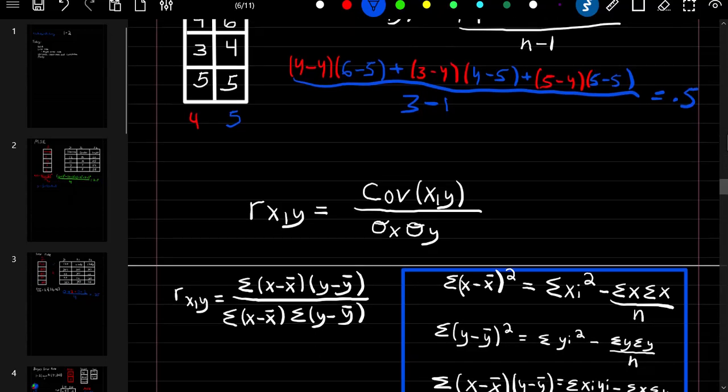And now finally, correlation. So correlation is just equal to the covariance of xy over the sample standard deviation of x times the sample standard deviation of y.